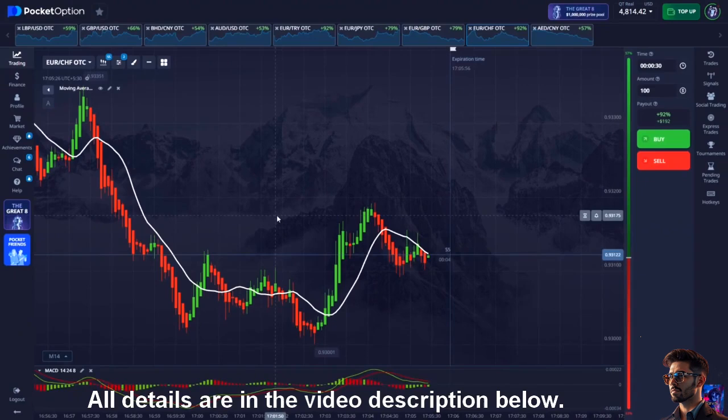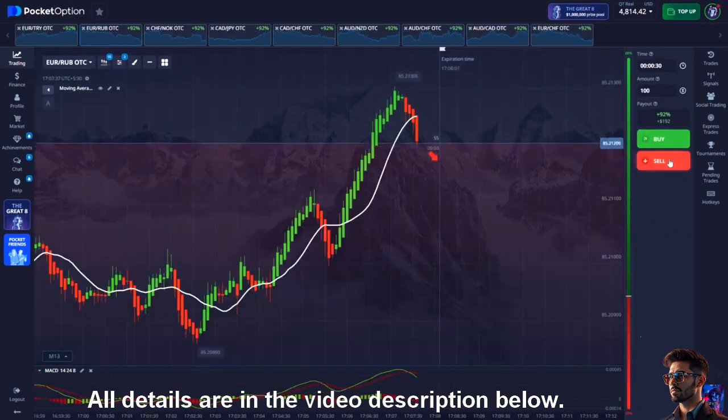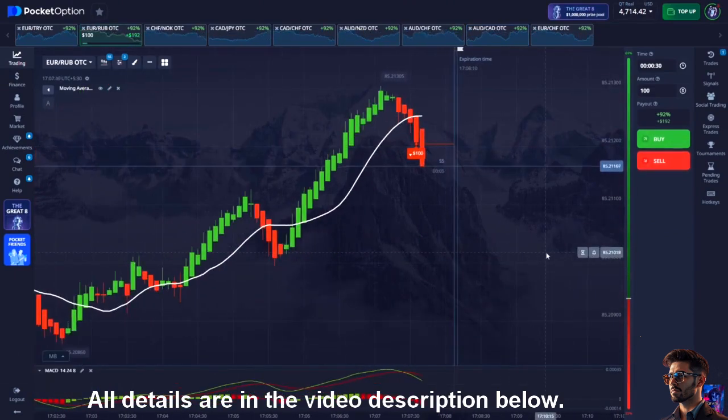Make sure to select your candle time frame as 5 seconds. Then only you have to take trade for 30 seconds. So, here we have taken a trade for the downward direction of 30 seconds of $100.